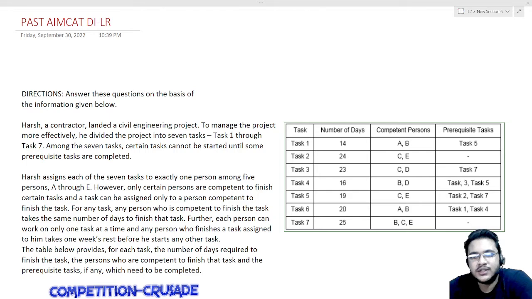I'm the founder of Competition Crusade Classes, and in today's session we are going to look at this set. This is a scheduling based set.